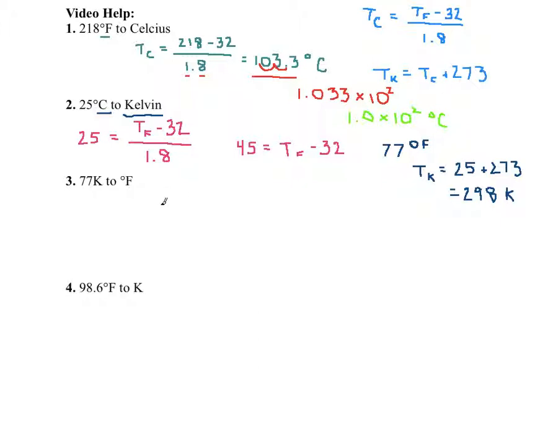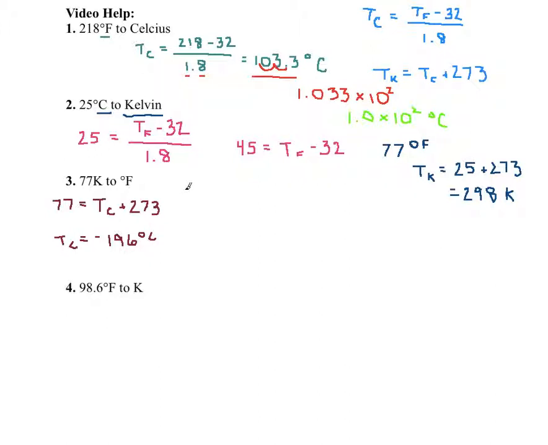This is going to be a two-stepper, kind of a pain, but it's okay. We're going to do it together. So to get from Kelvin to Fahrenheit, I first have to go to Celsius. So I'm going to put 77 here equals Celsius plus 273. So the first thing I have to do is subtract both sides by 273. So 77 minus 273, I get negative 196. So my TC equals negative 196. Okay, degrees Celsius.